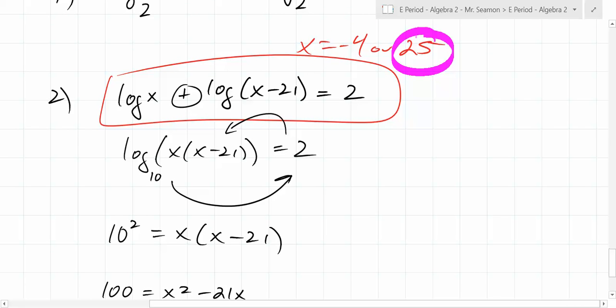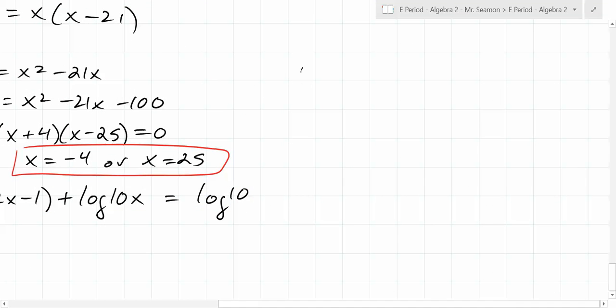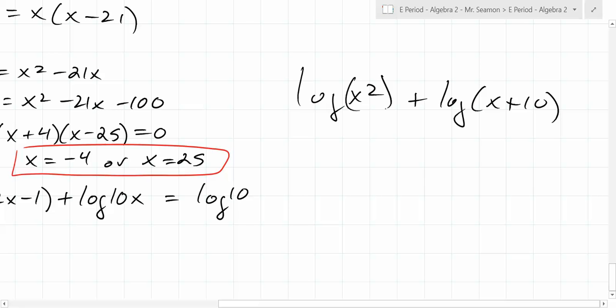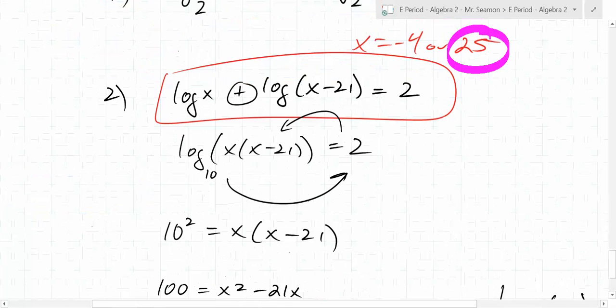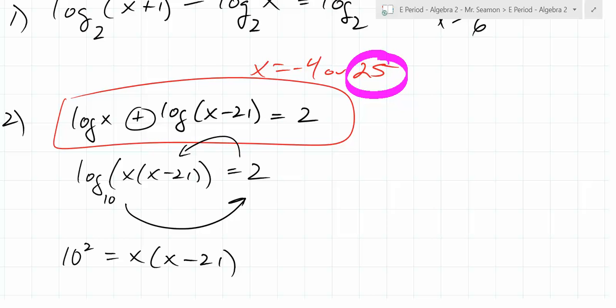On the test, when I give you one like this, I can guarantee you'll get one like this. You need to just look. It takes like 2 seconds. Just because a number is negative doesn't mean it's necessarily something you can't plug in. For example, let's say I had log of x squared plus log of x plus 10. Can you plug in negative 4 into that? Yes, because negative 4 squared is positive, and negative 4 plus 10 is positive. So just because it's negative 4 doesn't mean it can't be an answer. But on this one right here, can you plug in negative 4? No. So you just have to do a quick check: is it in the domain?